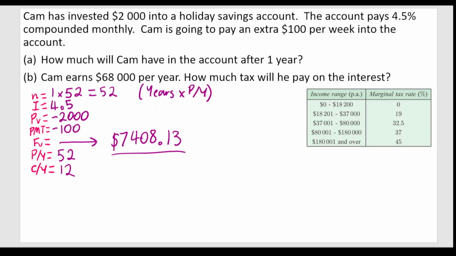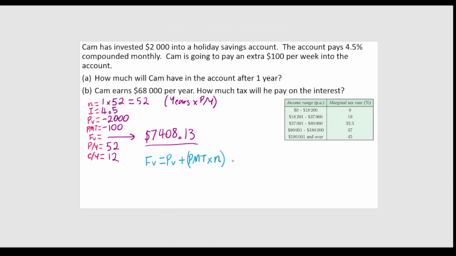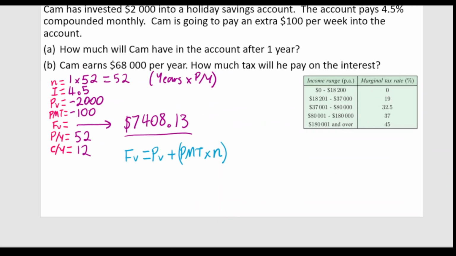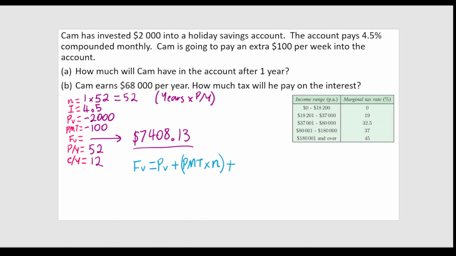What we do need to know though is how much interest is in that value there. You might remember that the future value is equal to what we started off with plus any payments that we made and how many times we made them. So I'll just put that in brackets to really emphasize that. And it's also going to include the interest earned. So the amount of interest there.